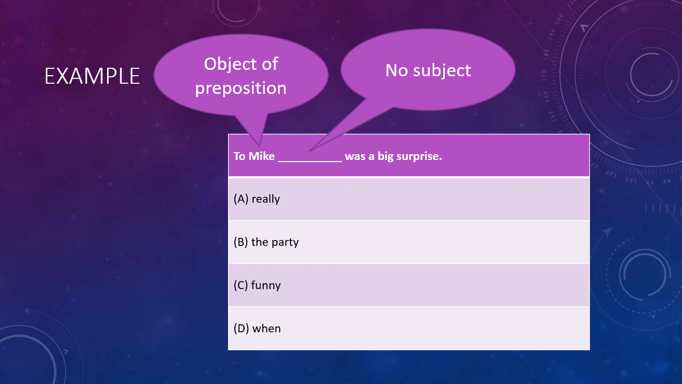To Mike, blank, was a big surprise. To Mike is a prepositional phrase with the preposition to and the object of the preposition Mike. So Mike here is not the subject of the sentence. Remember, Mike is not the subject. So the sentence doesn't have a subject yet, and it has the verb already, was a big surprise. So this sentence only misses the subject. So what is the answer to this question then? Right, the answer is B, the party.